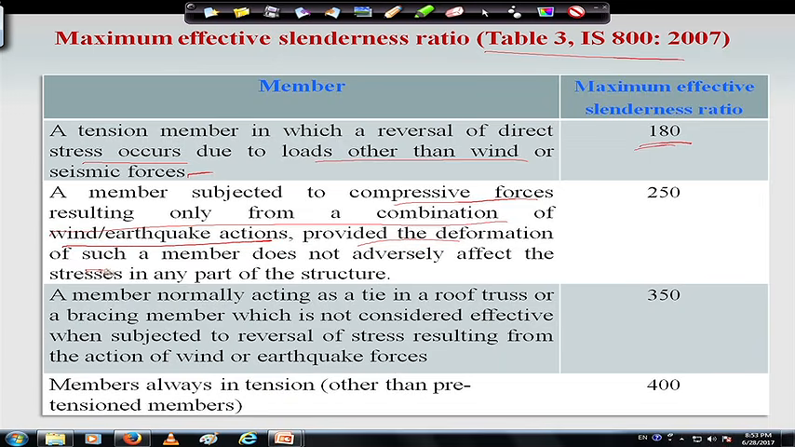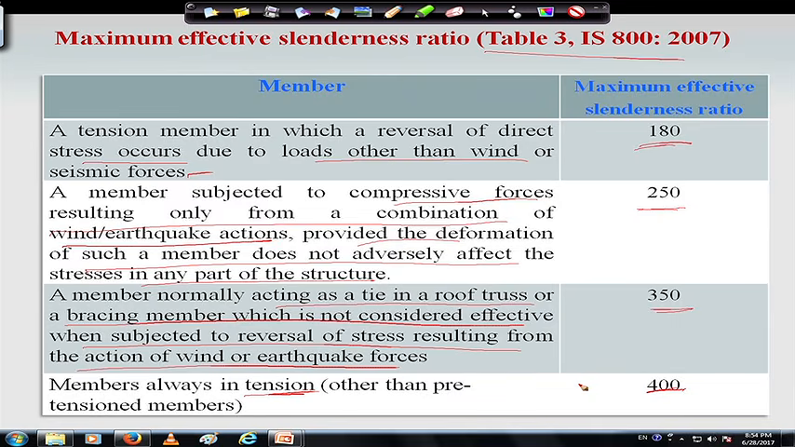provided the deformation of such a member does not adversely affect the stresses in any part of the structure, in that case the permissible value of slenderness ratio is 250. And if a member normally acting as a tie in a roof truss or a bracing member is not considered effective when subjected to reversal of stress resulting from the action of wind or earthquake, we can consider 350. And when members are always in tension, other than pre-tension members, we can consider 400.